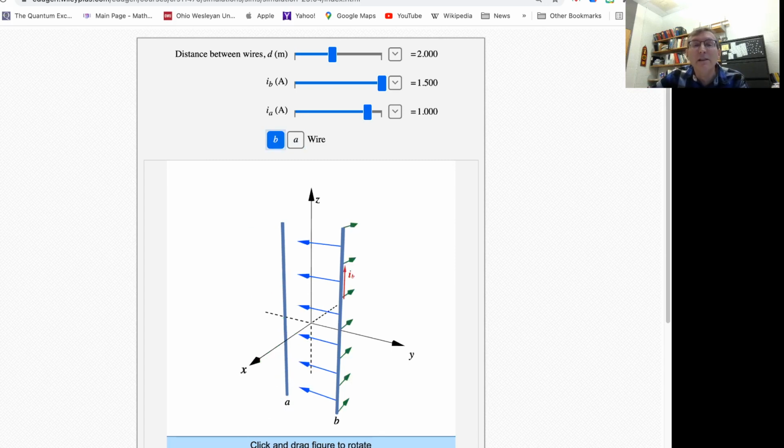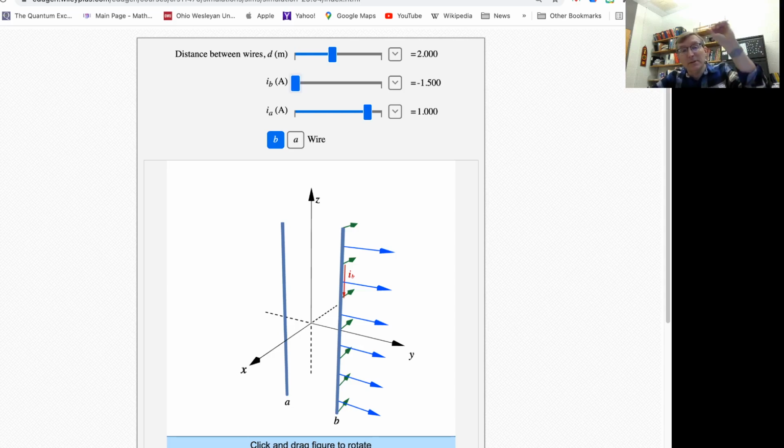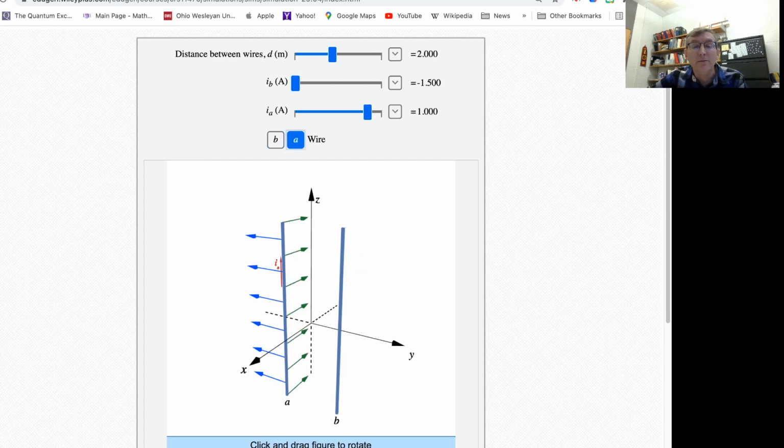Now I'm going to take one of these currents, maybe I sub B, and reverse its direction. So it'll become negative 1.5 amps. Notice what happened. I didn't touch wire A. So now wire A's current's going up, and wire B's current's going down. We call those anti-parallel. And now notice the force on B due to A is away from the other wire, away from A, repulsive. That's also true for wire A. The force on wire A is away from wire B, again, repulsive.